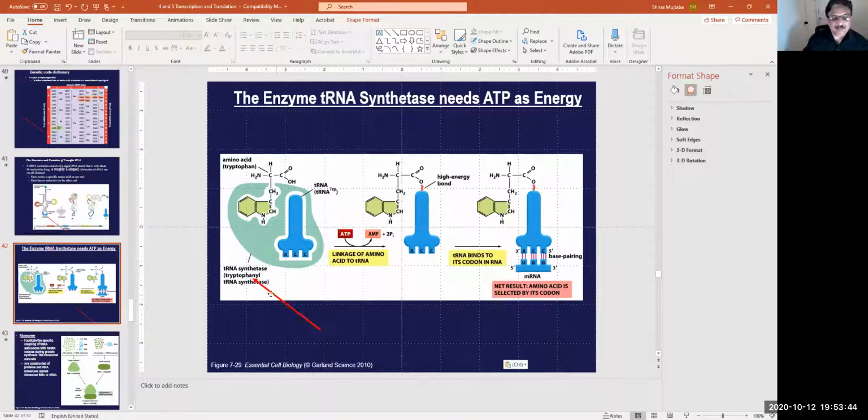And this is catalyzed by an enzyme called tRNA synthetase. In here, the amino acid is tryptophan, so it is called tryptophanyl tRNA synthetase. So the tRNA is charged with the specific amino acid, right? And here, the base pairing takes place between the codon of mRNA and the anticodon of tRNA.